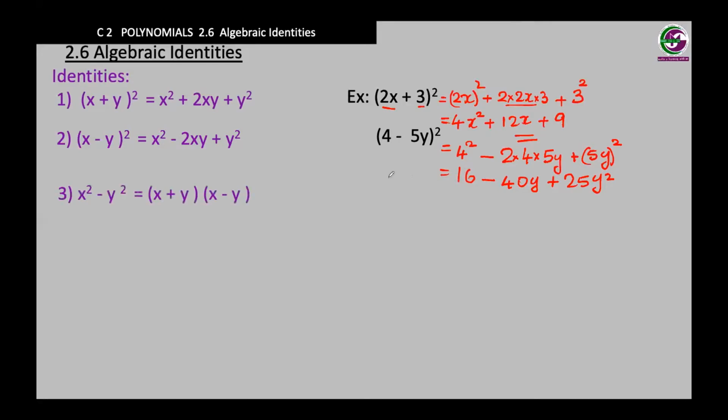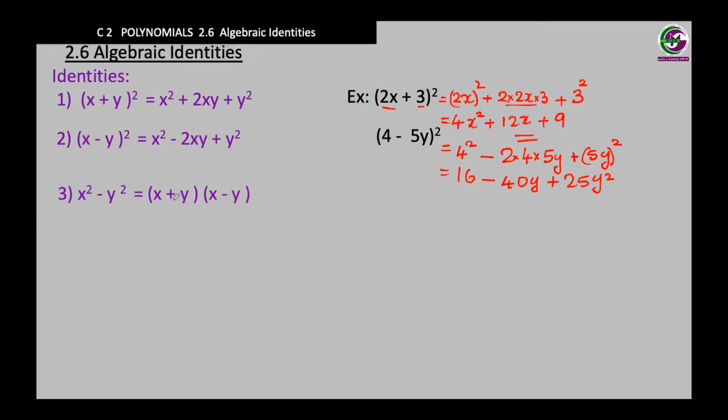Next identity. x square minus y square. There is a big difference between the second identity and the third identity. In the second identity, the power 2 is outside the bracket. In the third identity, both of them have power 2 and there is no bracket. But did you see the result has a bracket? So x square minus y square is (x plus y) multiplied by (x minus y).